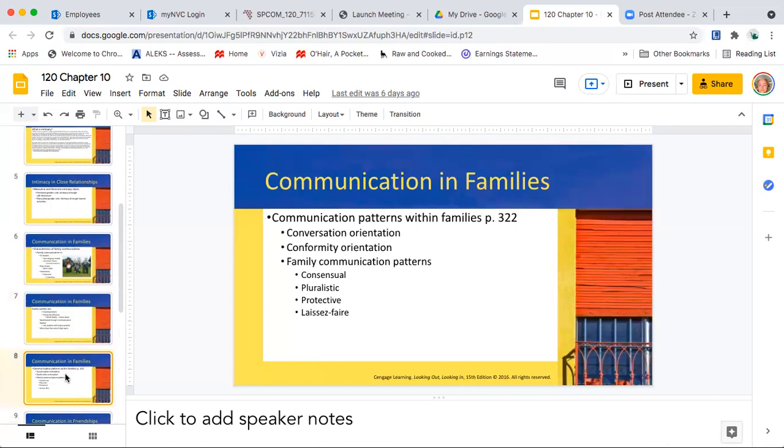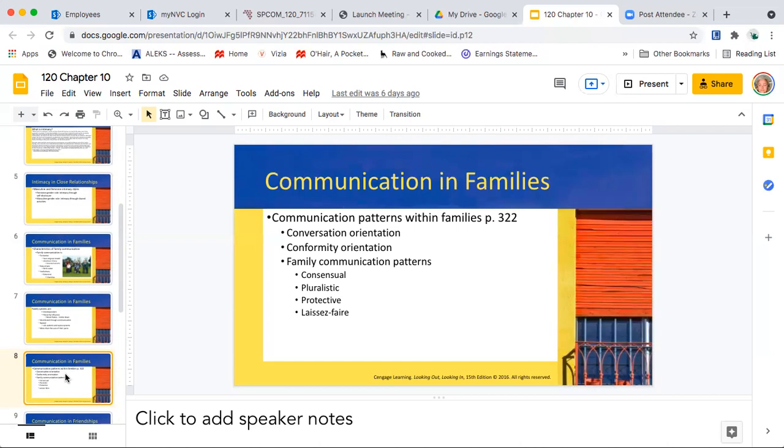So with that, let's look at page 322, communication patterns within families. There are several different types, and I would love it if you would write about which type you identify with in your summary for this chapter. Okay, so this idea of communication patterns is about halfway down the page on page 322.